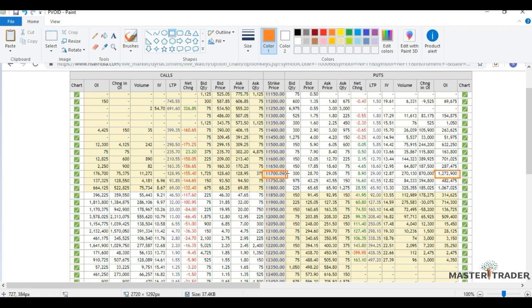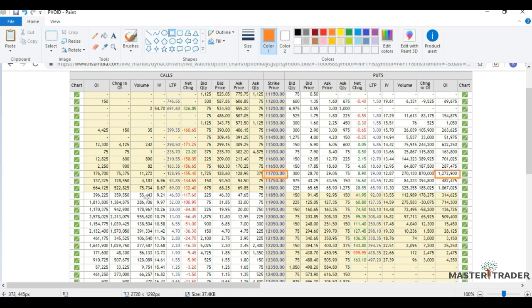As simple as that, right? Or that they will not allow price to close below 11,700. That's why you're seeing the highest OI at this strike price. So basically we can say that this is the strongest support level for the current month expiry. So that's a strong support level.